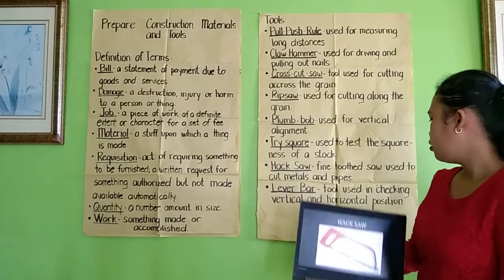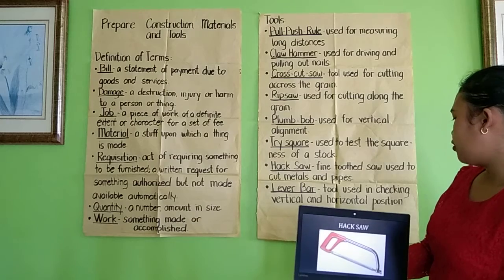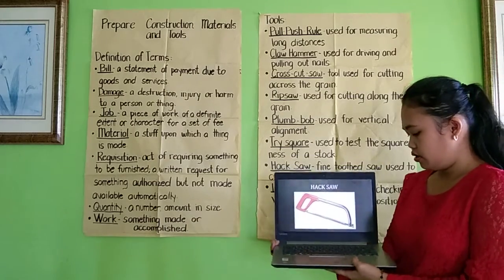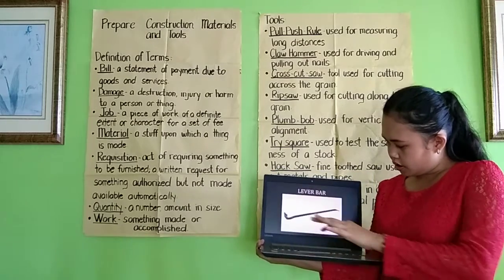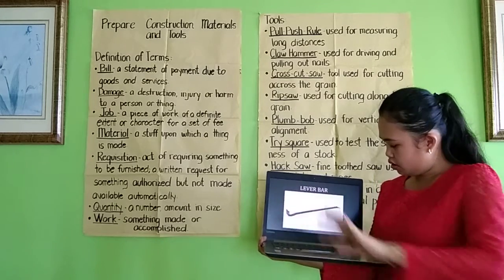Lever bar, a tool used in checking vertical and horizontal position. So this is what a lever bar looks like. It comes with this claw.